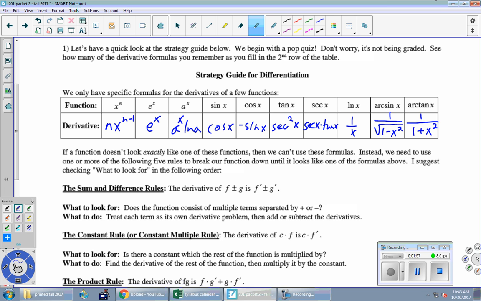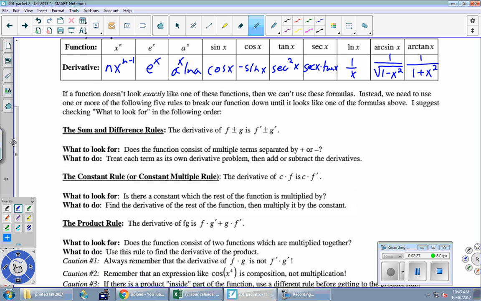You took a quiz on this already, and most of us got 100, which is great. So reading the paragraph right below, it says if a function doesn't look exactly like one of these functions, then we can't use these formulas. Instead, we have to use one of our other formulas first, like maybe a product rule or a quotient rule, or it's a chain rule, or it's a constant multiple times a function. And so it's not enough to just know these ones in the table. We also have to know what to look for to identify which of the other rules we should apply. So we're not going to read this whole thing through. I think it's a nice reference for you to check out later on.